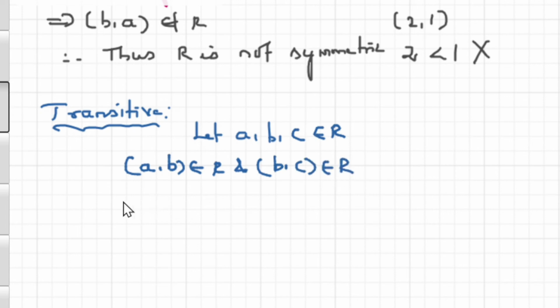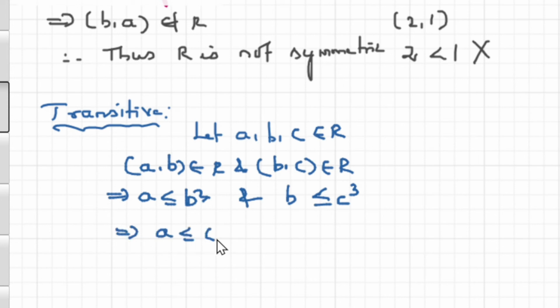From this we know a is less than or equal to b cube, and b is less than or equal to c cube. Now we have to compare a and c cube, and from this it is clear that a less than or equal to c cube is false, and therefore a comma c does not belong to R.